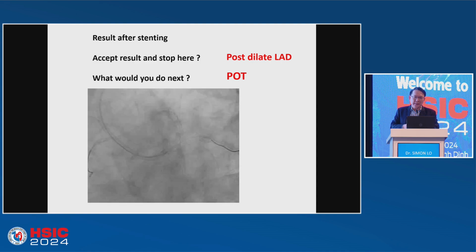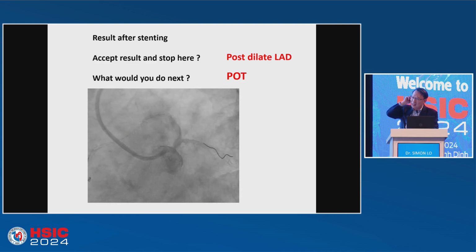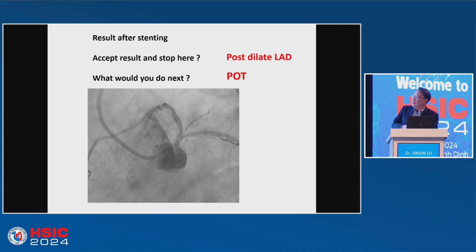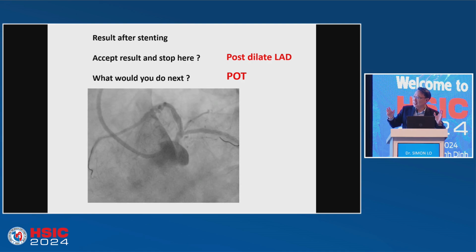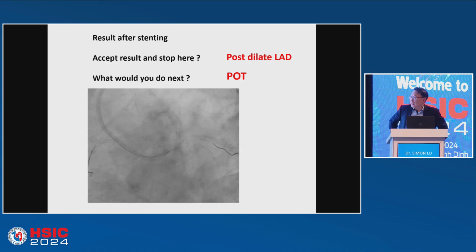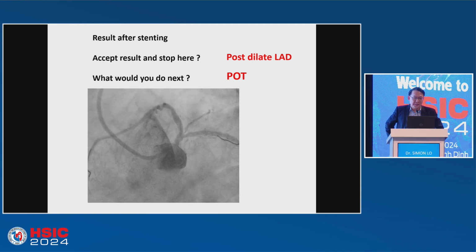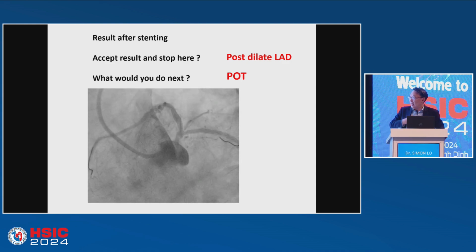I need to post-dilate this LAD, osteo-LAD especially, and then I will do a POT in the left main where the stent will be jutting in. Now, can I ask the panelists, would you do a post-dilatation? And would you also do a POT in this lesion? Or would you say, okay, it's already 6 or 6:30, I want to go home? Would you leave it like this? Or would you do further improvement to this osteo-LAD? Would you carry on and do what I have in mind? Would you, Dr. Lam Ho?